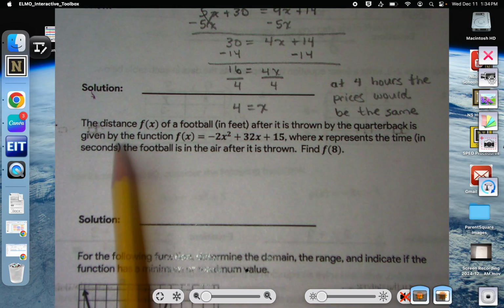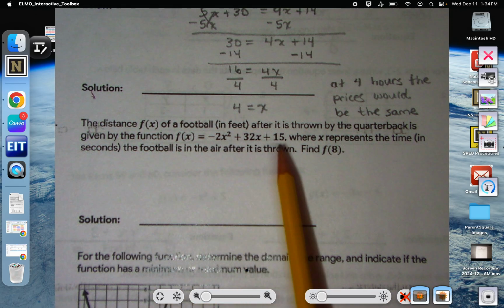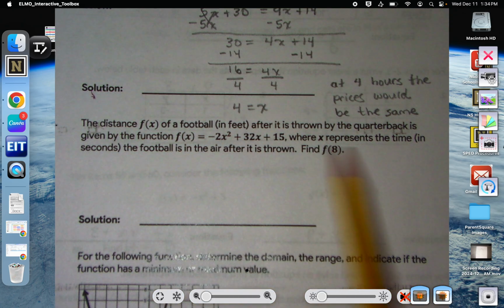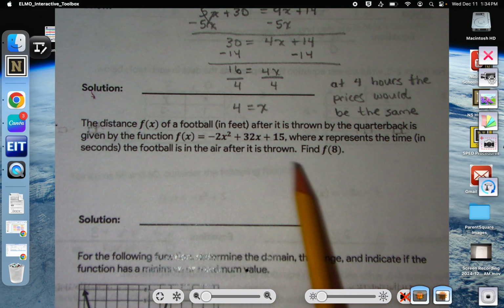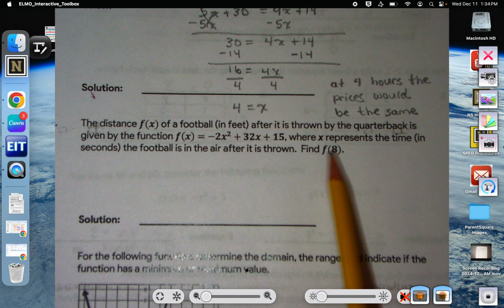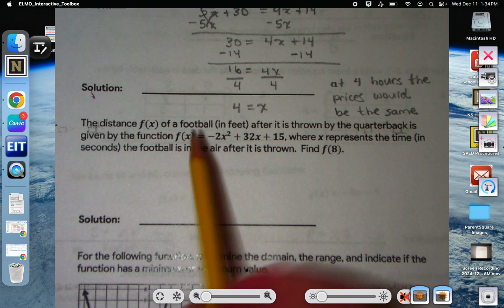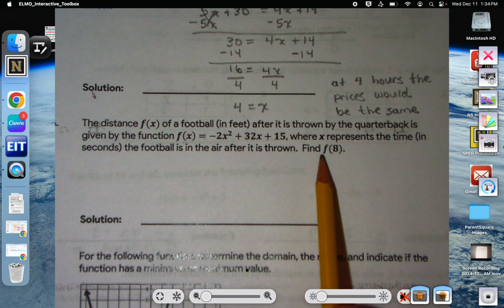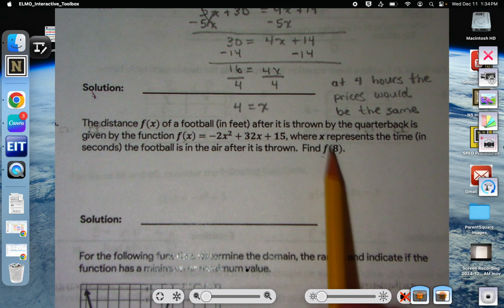All right, number 6, the distance f of x of a football in feet after it is thrown by the quarterback is given by this function, where x represents the time the football was in the air. Find f of 8. Okay, so remember, this is just a fancy way of saying y equals this. Okay, so this is a fancy way of saying, what if we put 8 in for x?